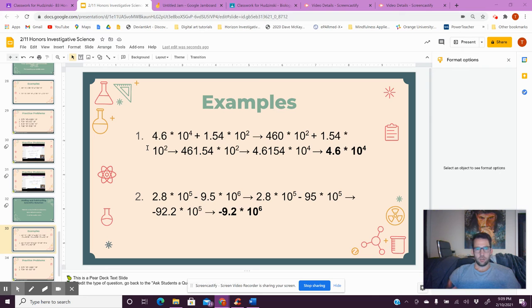So I'm either going to change it to 4 because I have 10 to the fourth, or to 2 because I have 10 to the second. It doesn't matter which one you do. In this case, I decided to go with 2. So to change 4.6 times 10 to the fourth, I just needed to move my decimal to the right twice. Moving it to the right is going to decrease your exponent. So I move it twice to the right to make it 10 to the second.